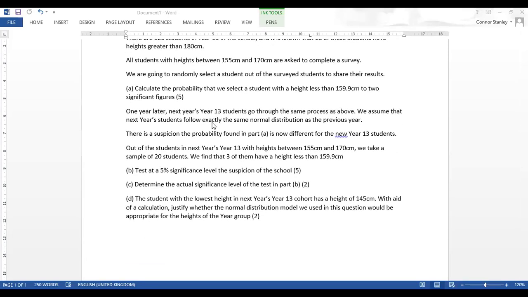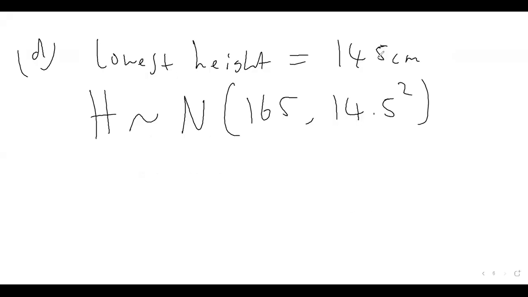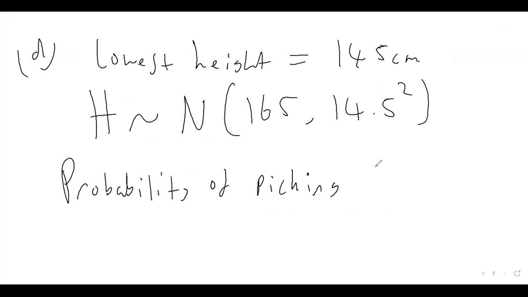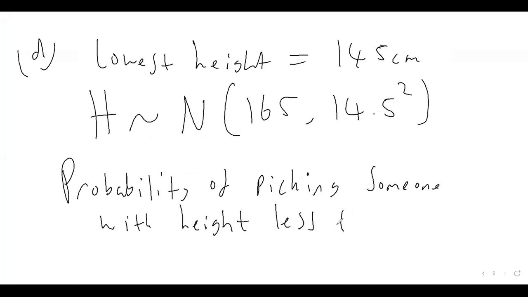So that's what we're assuming. So basically, if the lowest height in your year group is 145 centimeters, it means the probability of picking someone with height less than 145 centimeters must be 0. Because obviously, think about your year group, the person with the lowest height has a height of 145 centimeters. The chance you pick someone in your year group who's got a height less than that must be 0.